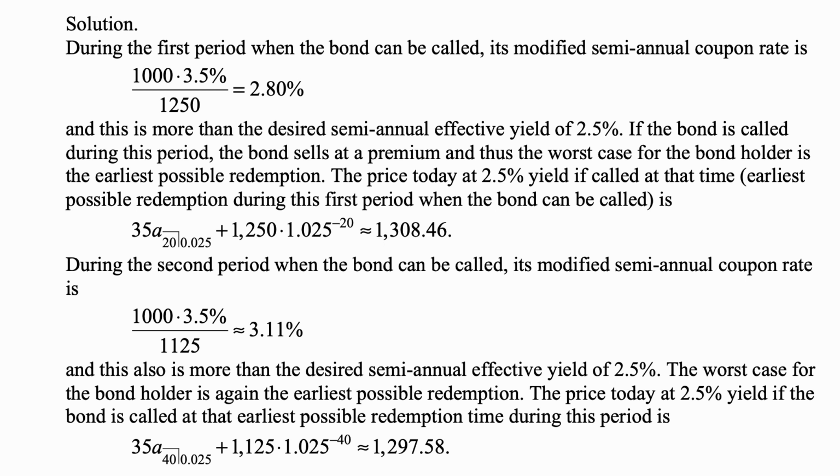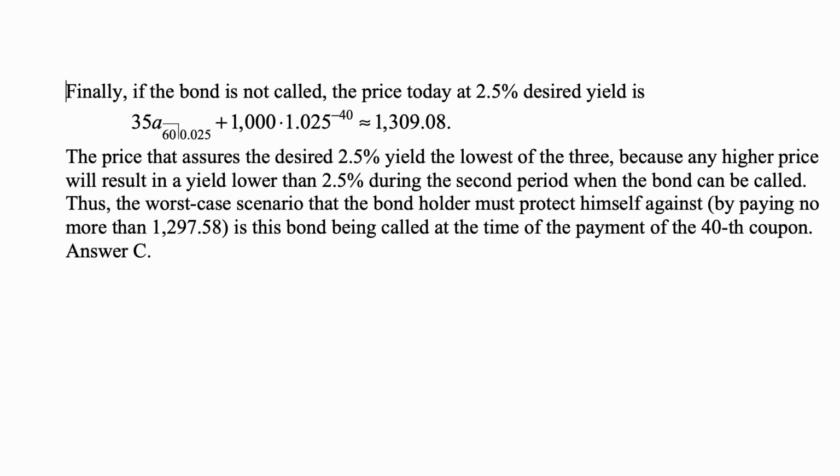1,297.58. Of course, this is just the basic formula, and you can use a calculator, just find the price of the bond by using the yield of 2.5%, payments of 35, and the redemption value, the future value of 1,125. Finally, if the bond is not called, the price today at 2.5% desired yield is 1,309.08. That's 35 angle 60 at 2.5% plus 1,000 times 1.025 to the negative 60, and that's 1,309.08.